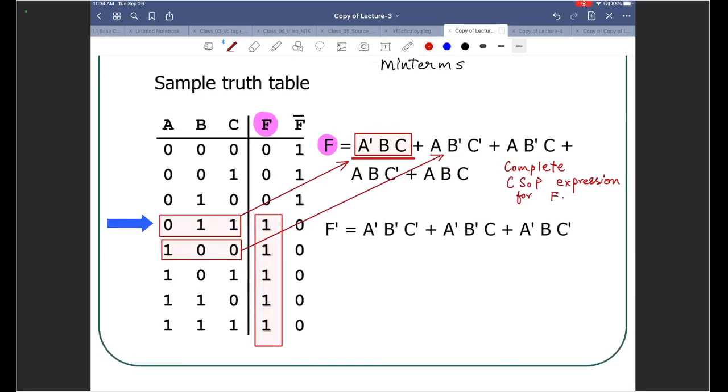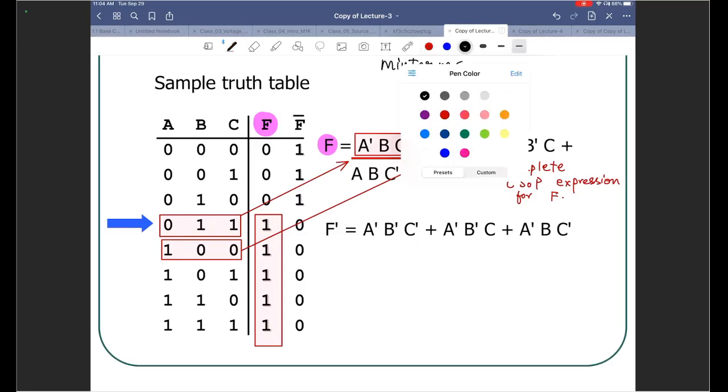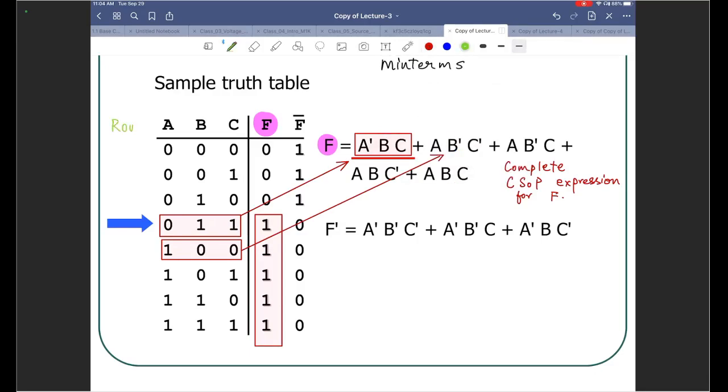For that, I'm going to include a row column. So let me use a different color, maybe green. I will write row here, and I will say 0, 1, 2, 3, 4, 5, 6, and 7. So just for the sake of numbering, I've written a row column here. I'm looking for a shorthand compact form for F. So let's write that in red. Function F depends on A, B, and C.